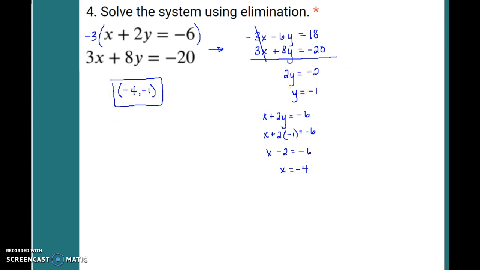Remember that you can check. Because I solved in the first equation, I'm going to check in the second equation, and you should always check. If I plug negative 4 in for x and negative 1 in for y, I end up with negative 12 minus 8, which gives me negative 20, and that does in fact check.